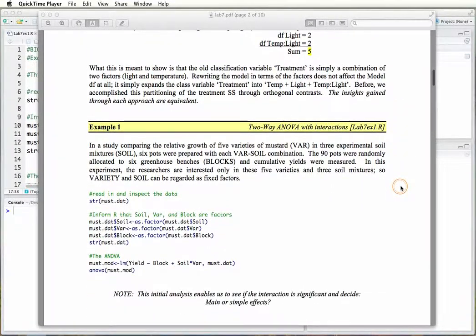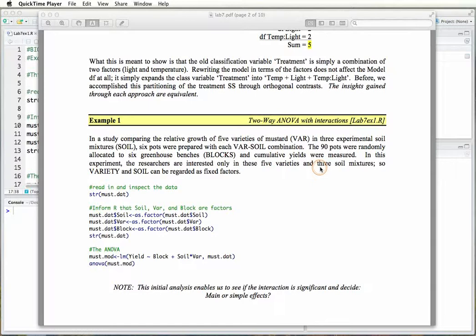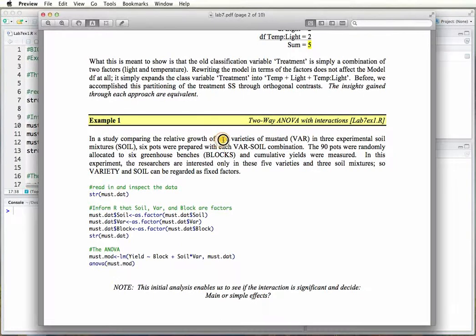What I want to do is get right into example 1, and here we are dealing with an RCBD. It's a two-way factorial, so we have two factors. One factor is varieties of mustard, and so we have genotypes, or varieties, VAR, I have 5 of those. And we have 3 different soil mixtures, soil, and we have 6 pots for each. So we're dealing with a situation where we have 6 replications, it is blocked, and we have 5 levels of one factor, 3 levels of another, so we have 15 total treatment levels. And because we have 6 reps of those 15, that gives us the 90 experimental units in our study.